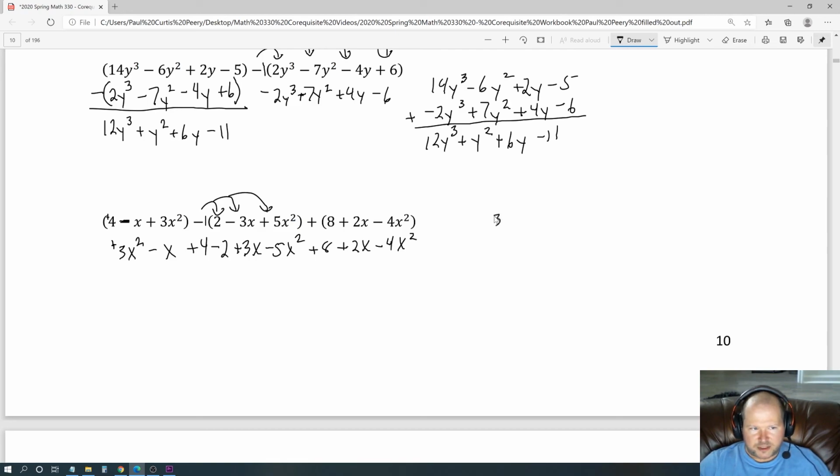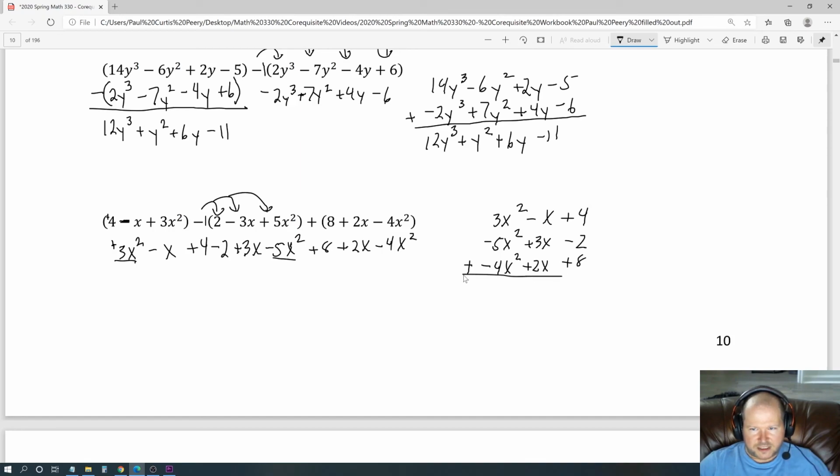Okay, so the first one's going to be 3x squared minus x plus 4. Next one is going to be, see right here we have a 5x squared, so we're going to say negative 5x squared. Then we say plus 3x. And then we say minus 2. And then we have a negative 4x squared. And then we have a plus 2x. And then we have a plus 8.